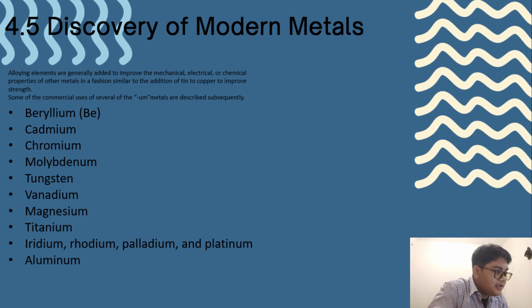Now we got iridium, rhodium, palladium, and platinum. These things are, along with gold, termed the precious metals. They are all very dense and very corrosion resistant. However, the term precious metal comes from the fact that all these metals are expensive.